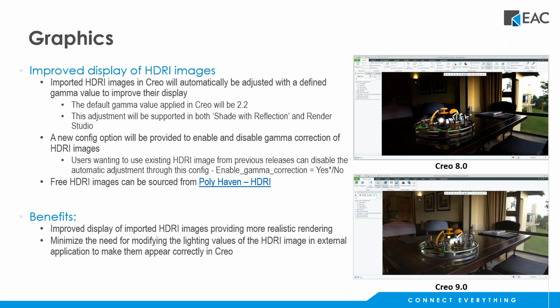We also have a new config option to enable or disable this gamma correction for HDRI images. So basically the benefits of this, as you can see in the pictures on the right, in Creo 9 we're going to see much more crisp, light images as they're brought in as HDRI images.